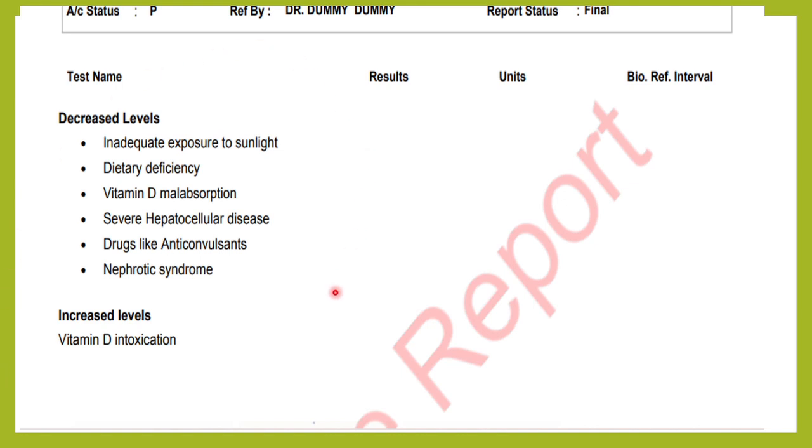And I've written what are the causes for reduced vitamin D. One is the inadequate exposure to sunlight, or if you are consuming less of vitamin D in your diet, or there is any gut issues, you have inflammatory bowel disease, Crohn's disease, celiac disease, bariatric surgery, etc. Vitamin D malabsorption is taking place. There is some severe hepatocellular disease, alcoholism, cirrhosis, etc. Certain medicines like anticonvulsants, antacids, they can reduce vitamin D. Kidney problem, chronic kidney disease, or you have nephrotic syndrome, they can reduce the vitamin D levels. Increased level is seen in vitamin D intoxication.